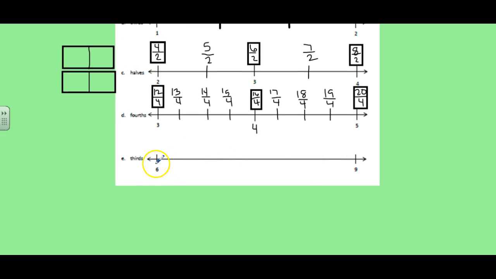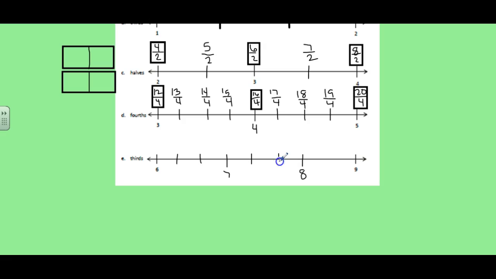Okay, now we're going from 6 all the way to 9. So we definitely have some whole numbers to fill in. So I know I'm going to have to fill in a 7, and I know I'm going to have to fill in an 8. So I'm going to put my whole number 7, and then I'm going to put my whole number 8 on my number line. And then each section of the number line has to be divided into thirds. So go ahead and do that if you haven't already done that on your paper.